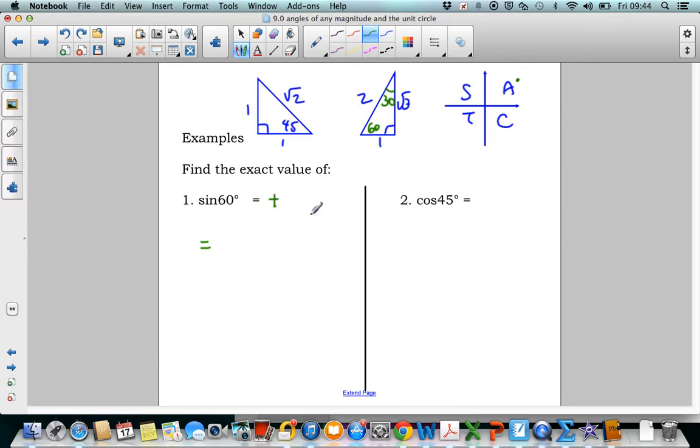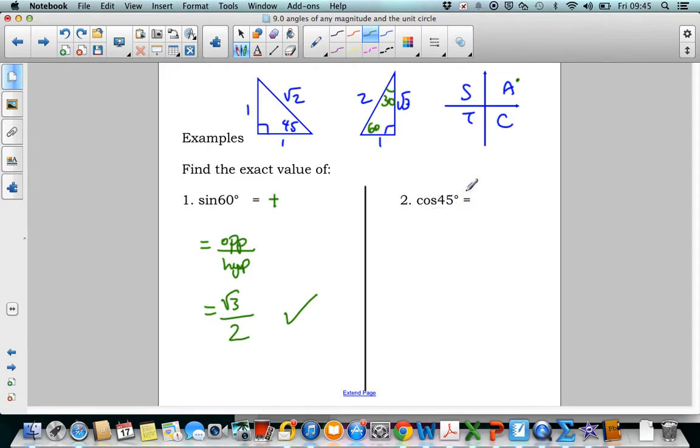Yes, as you should always do when you're doing these questions. So we can see from the triangle, that middle triangle up the top there, that if we go from 60 degrees, we know that sine uses the opposite side and the hypotenuse from our SOHCAHTOA. And then looking at our triangle, we can see the side opposite is root 3 and the hypotenuse is 2. So the value of sine 60 is root 3 over 2. Finished. Brilliant.